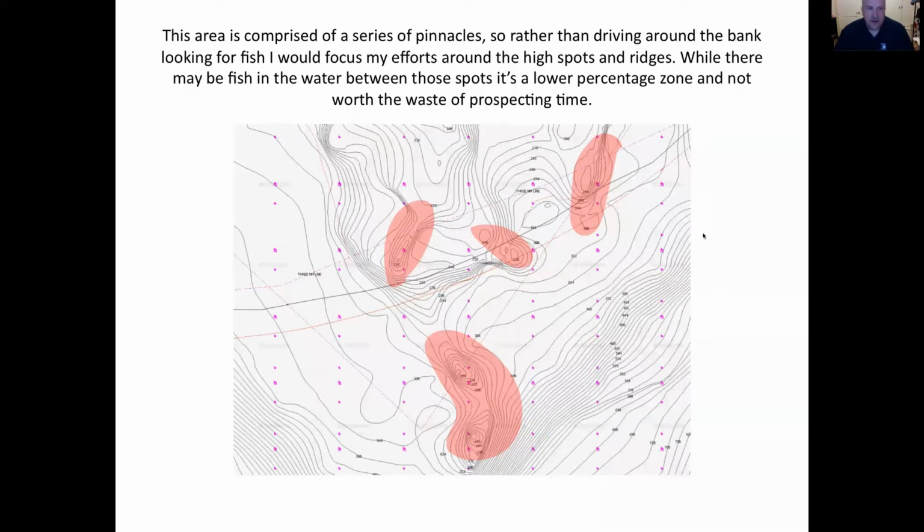I'll read what I wrote here. Series of pinnacles: rather than drive around the bank looking for fish, I'll focus my efforts around the high spots and ridges. While there may be fish in the water between those spots, it's a lower percentage zone and not worth the waste of prospect. No, exactly. So if you pull up on one of these pinnacles and load up on some fish, rather than sit there and catch your limit right away, you might look around and see, hey, there's a little pinnacle that's not on this chart.